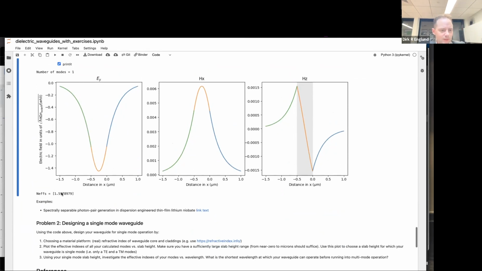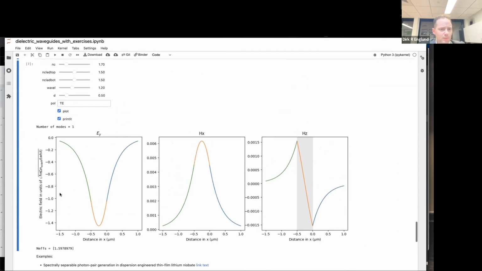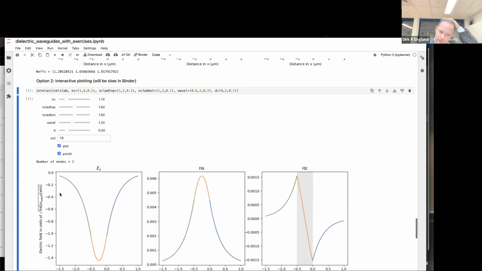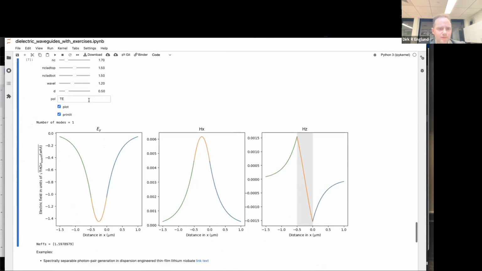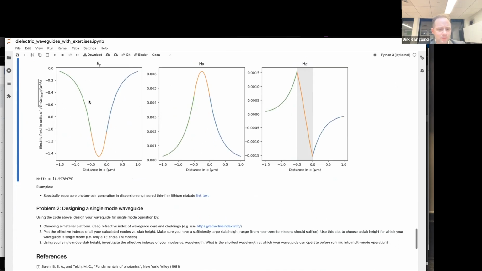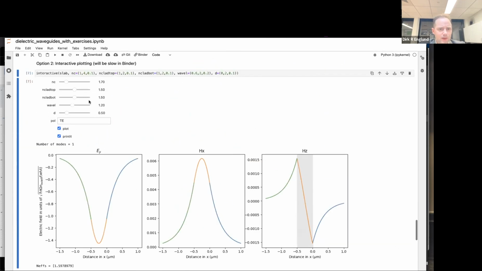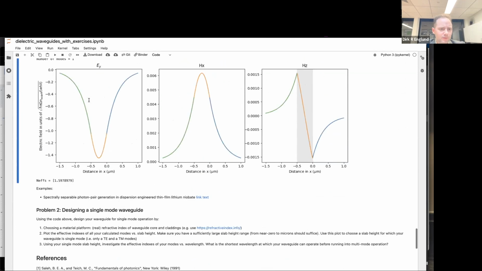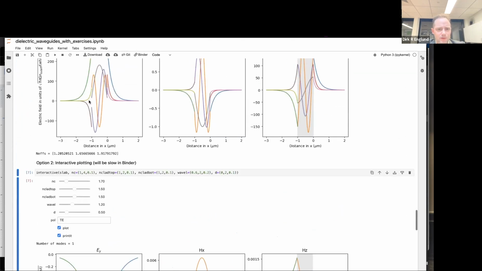And down here, it also gives you the effective refractive index, which gives you the propagation constant. So the two are related; you can calculate one from the other. Okay, so there we have the mode components. Any questions about this?